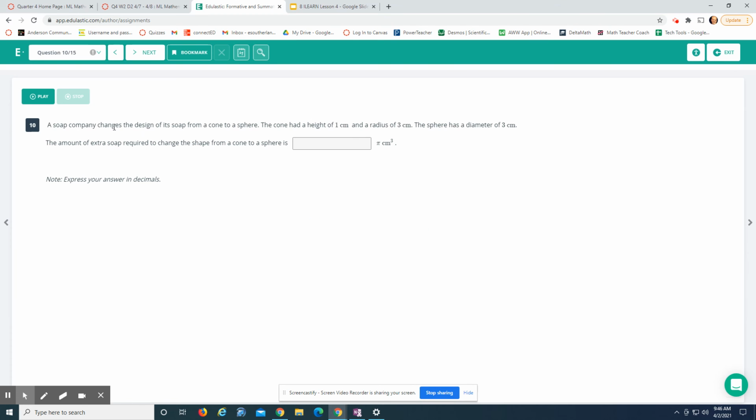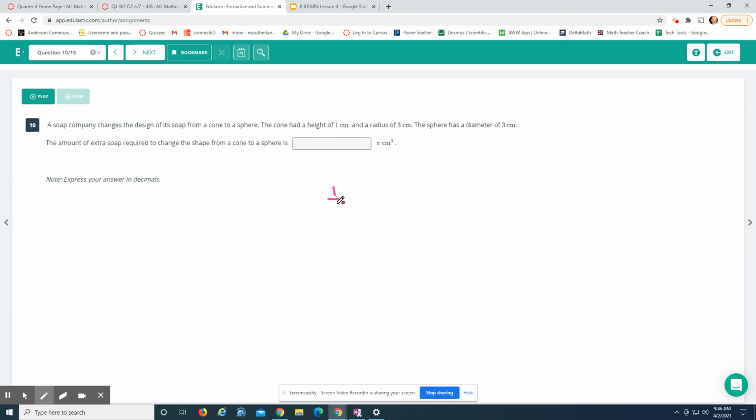Question 10. A soap company changes its design from a cone to a sphere. The cone had a height of 1 centimeter, radius of 3. The sphere has a diameter of 3. The amount of extra soap required to change the shape. So you're going to figure out the volume of a cone, and then the volume of a sphere with these dimensions, and then figure out what the difference is. Notice it has pi in the answer, so you won't use pi in your formula.